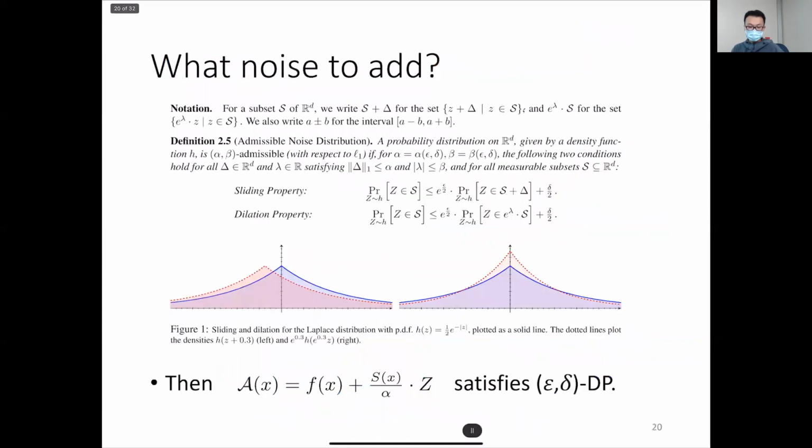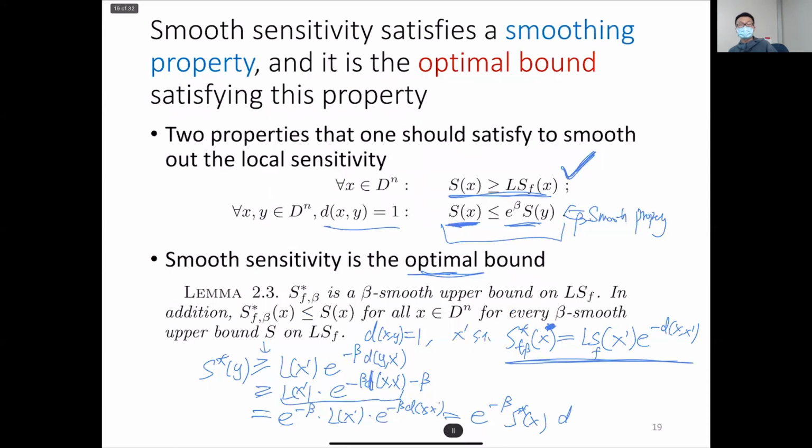All right, we'll go through our break, and then we'll come back and talk about the types of noise that we need to add in order to use the smooth sensitivity to achieve differential privacy. So we'll resume at 2:20.